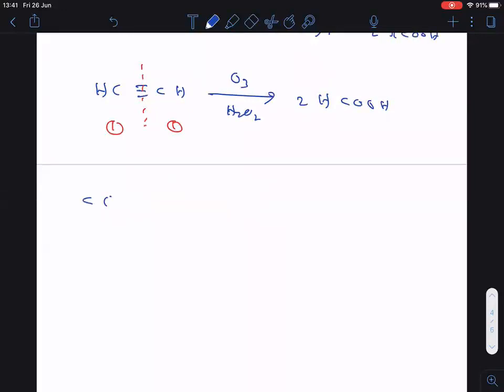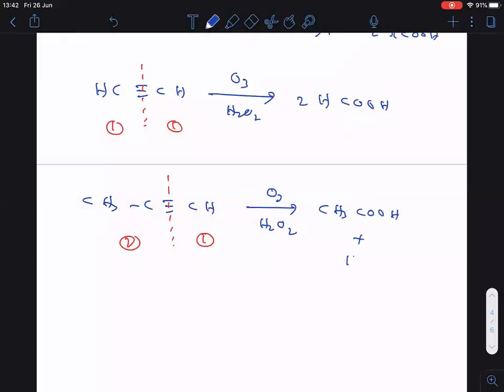Clear? Now, for example, if I take CH3C triple bonded CH, when it undergoes oxidative ozonolysis, here also again same thing. Break the bond here. Left side 2 carbons are there, right side 1 carbon is there. So you will get 2 carbon acid and 1 carbon acid. What is the 2 carbon acid? CH3COOH, plus what is the 1 carbon acid? HCOOH.